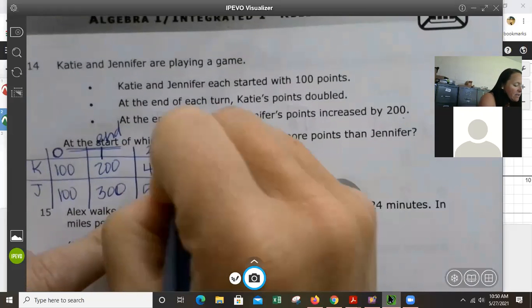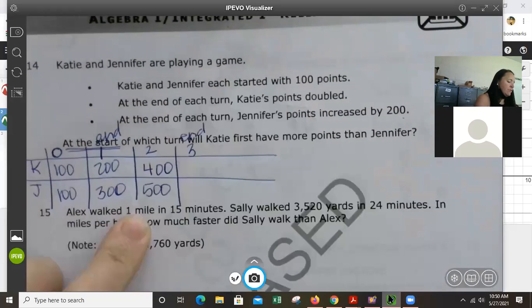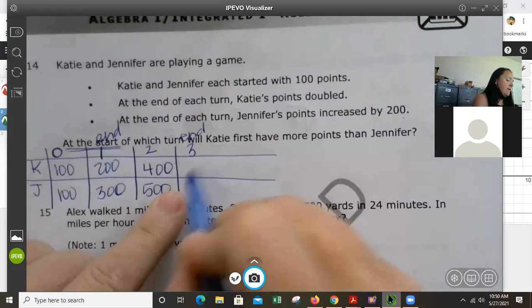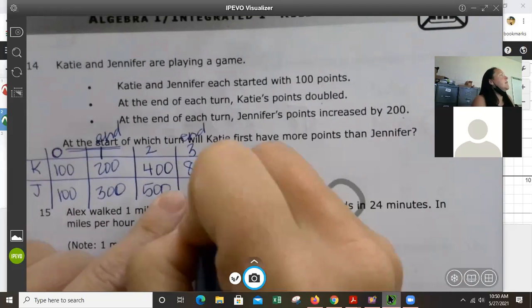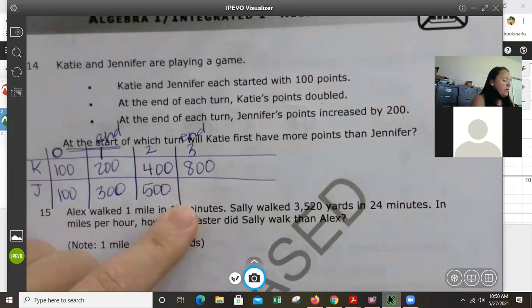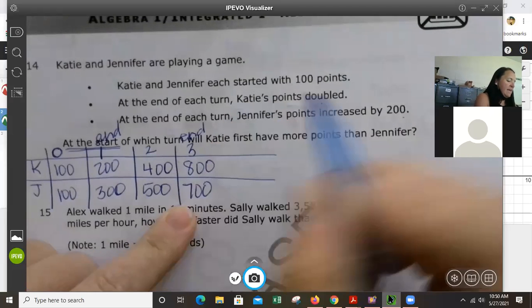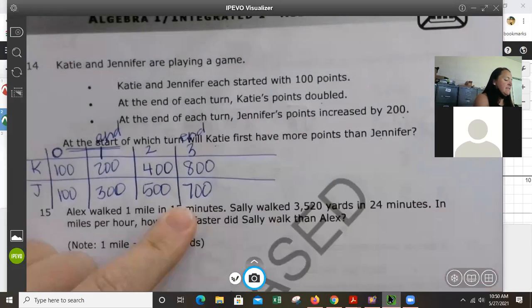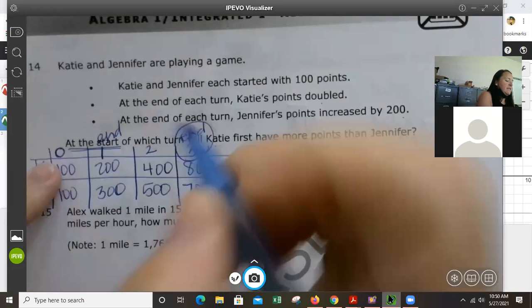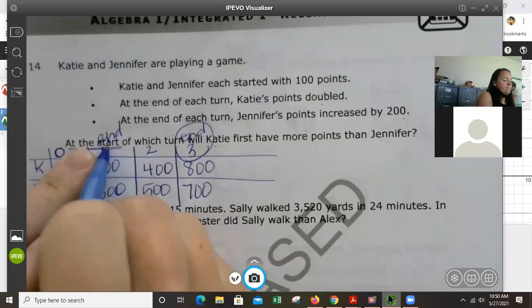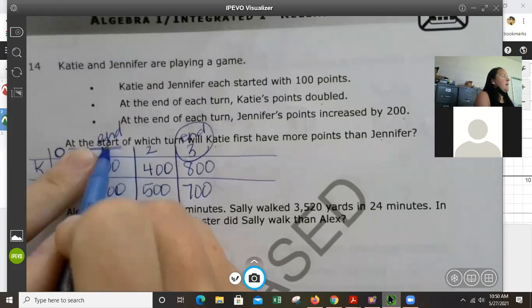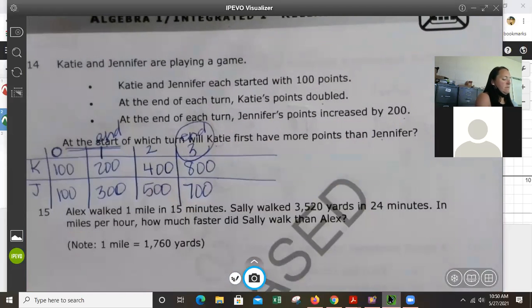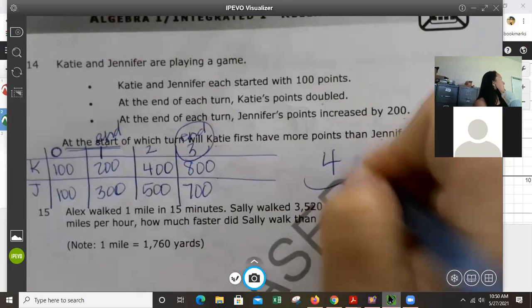At the end of turn 3, Katie's gonna have double points. What will she have? It's okay, double, multiply by 2. That's okay. Jen is increasing by 200. Is Katie more than Jennifer? Yes, but this is at the end of 3. This says at the start of which turn? So if we're at the end of 3, the start of which turn? 4. That's where they tried to trick you.